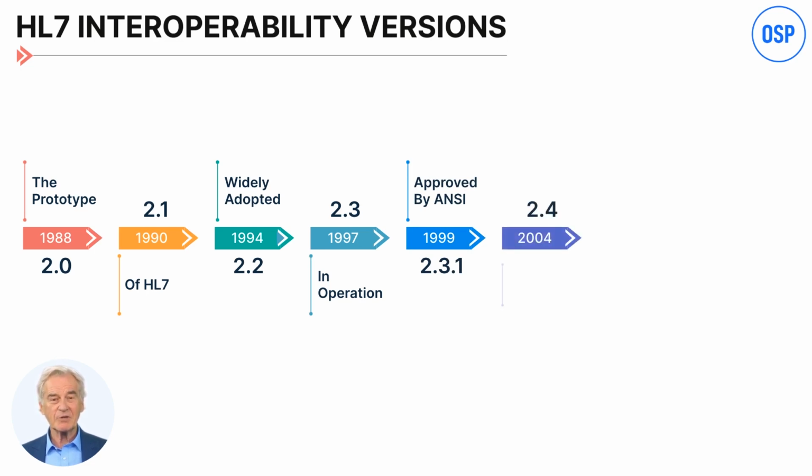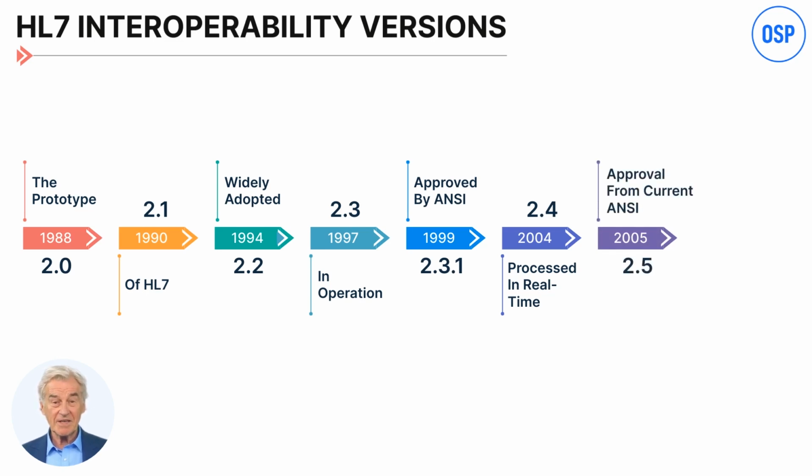version 2.4 released in 2004, also approved by an ANSI standard, except messages in this version can be processed in real time. Version 2.5 released a year later in 2005 with approval from current ANSI standard. Version 3 is currently in development.